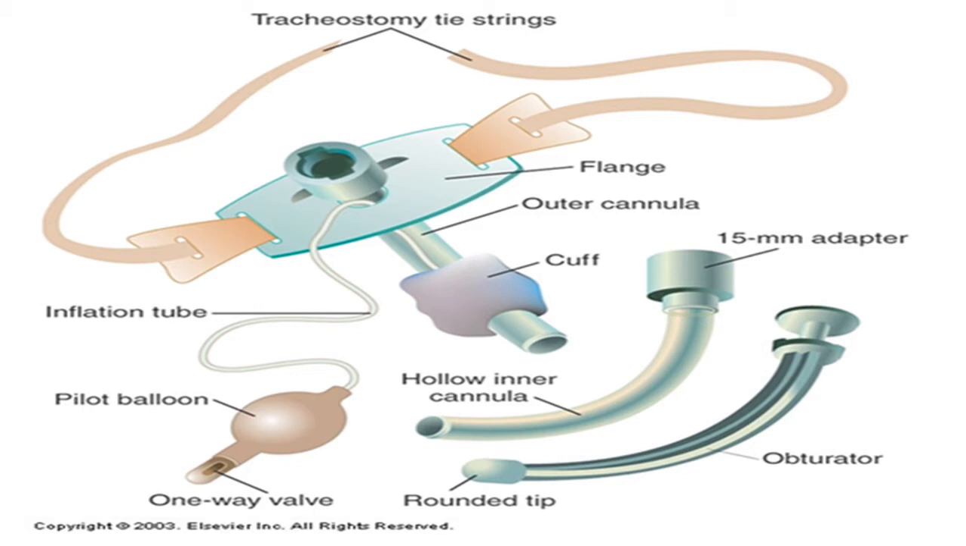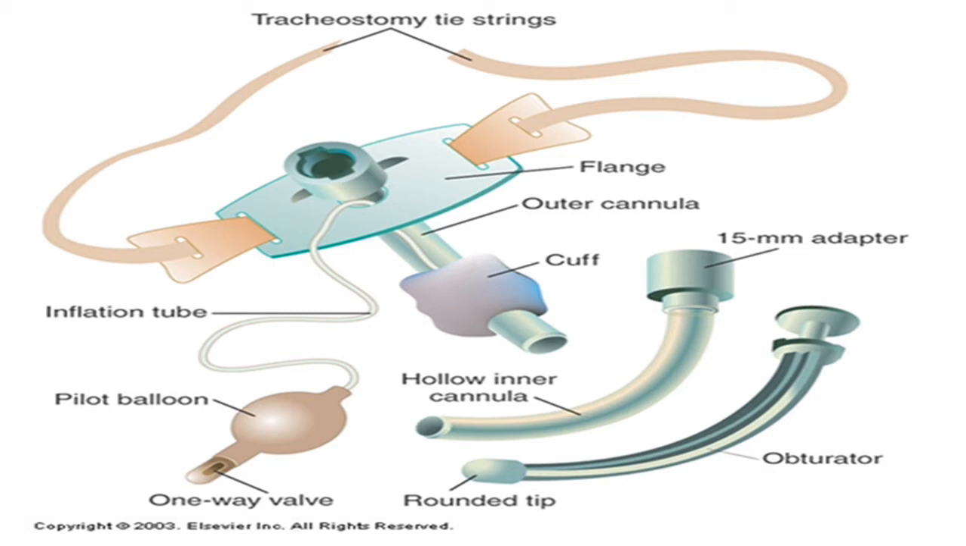This is an image of the different parts of a tracheostomy tube. We'll start with the flange, or sometimes it's referred to as the faceplate. It's the part that you see that sits on the actual neck. Then there's the outer cannula. The outer cannula has a cuff that's around it. The cuff is similar to the cuff that you just saw in the endotracheal tube.